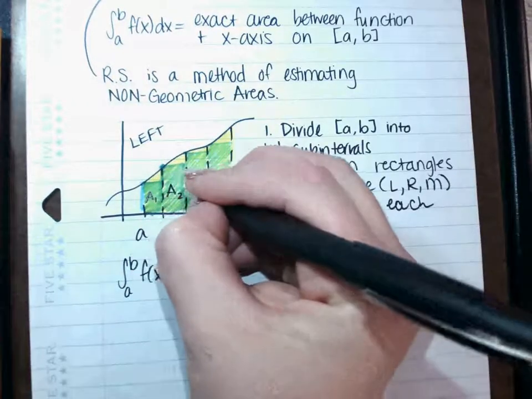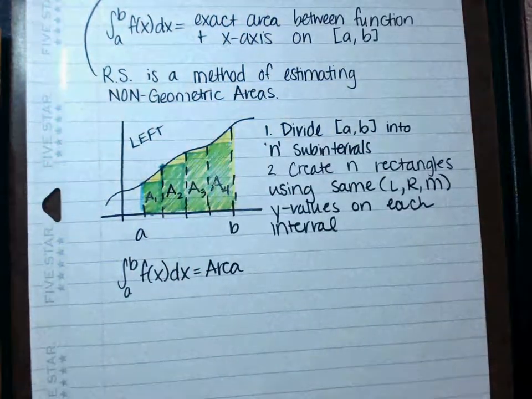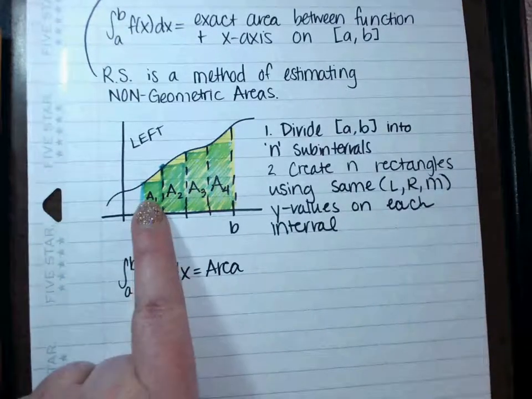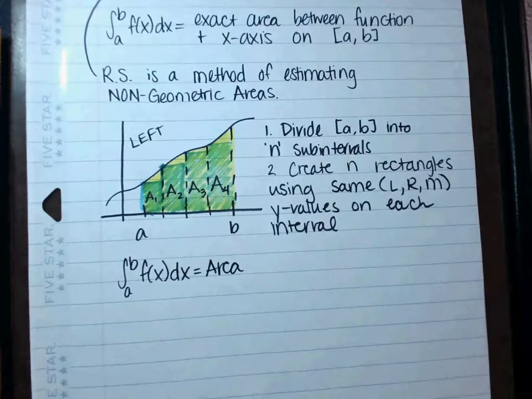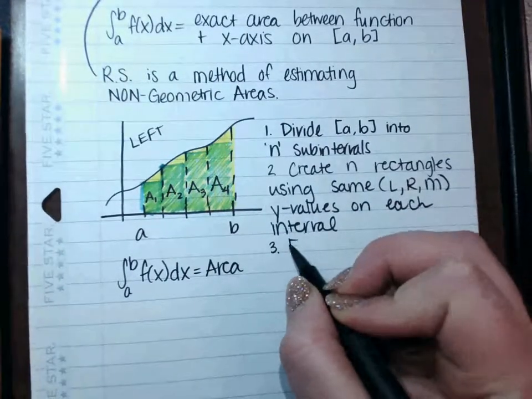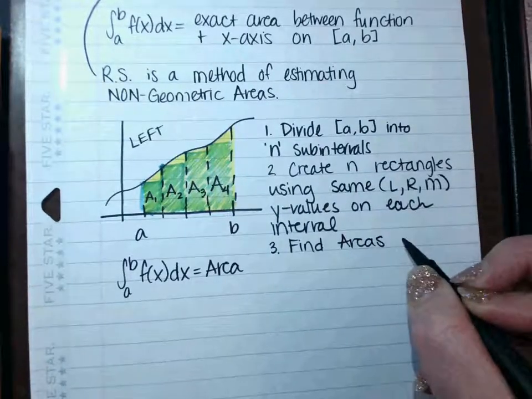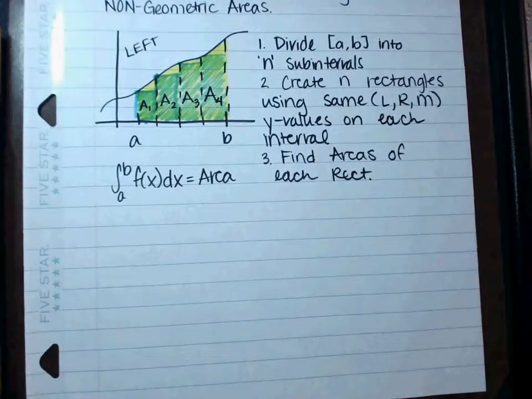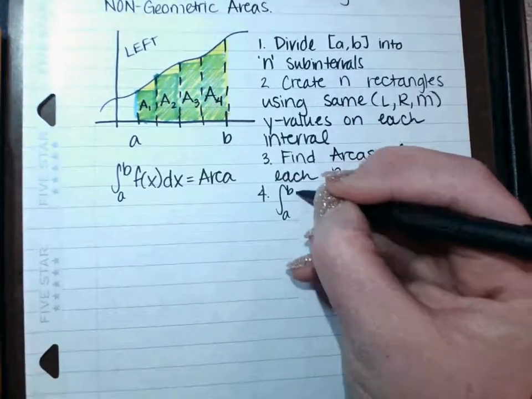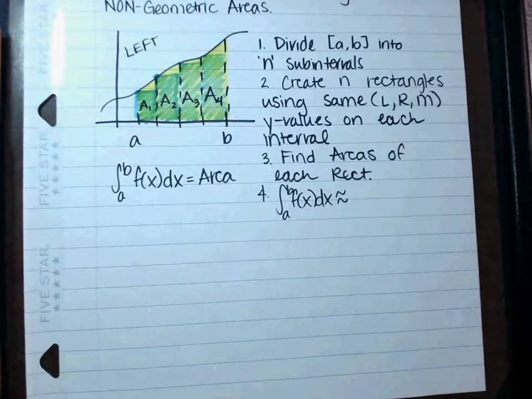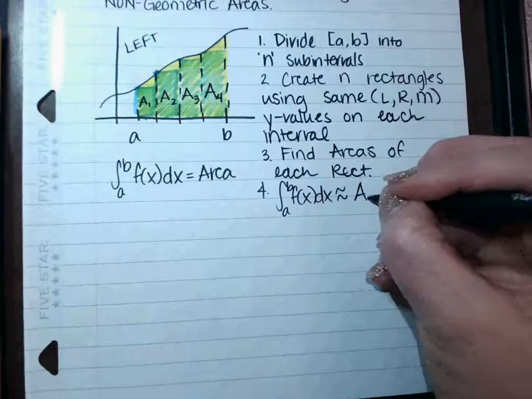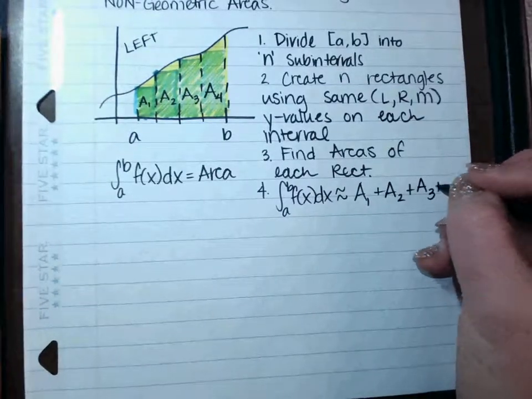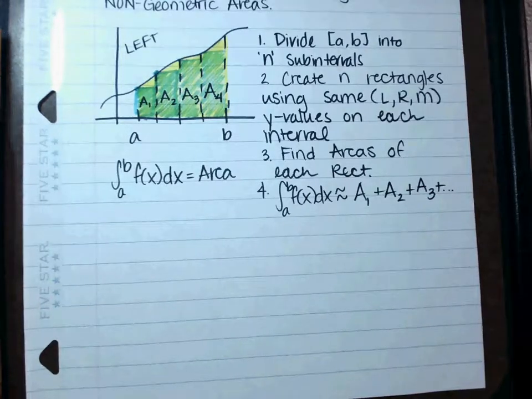Okay, now look. You have now created 4 rectangles. Remember, this is an estimation. If I add up all of those areas, is it going to be pretty close to the real area? Yes, that's what a Riemann sum is. So we created our rectangles. Step number 3, you would find the areas of each rectangle. And then the fourth one, your integral from a to b of f of x would be approximated by, using a squiggly equal sign, a1 plus a2 plus a3 plus dot dot dot. In this case we only have 4 rectangles, but you could have, God forbid, hundreds of rectangles, but they'd never make you do that.